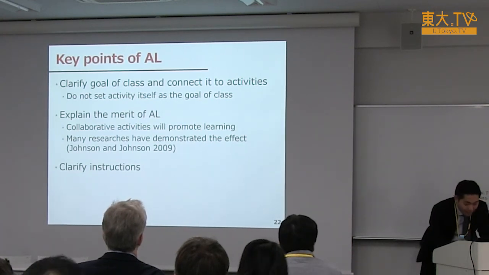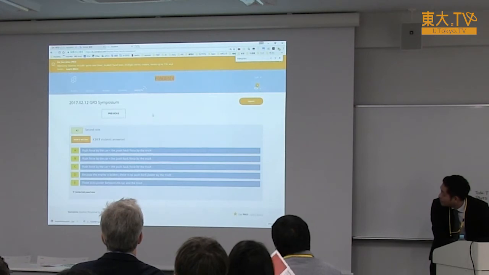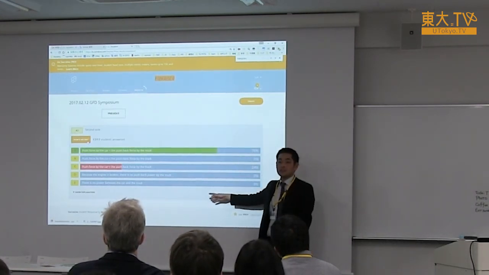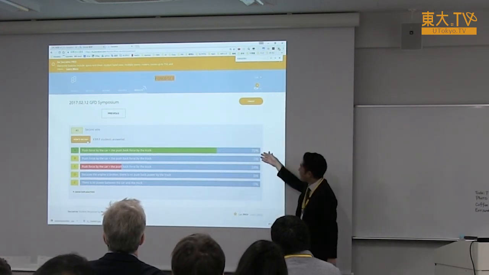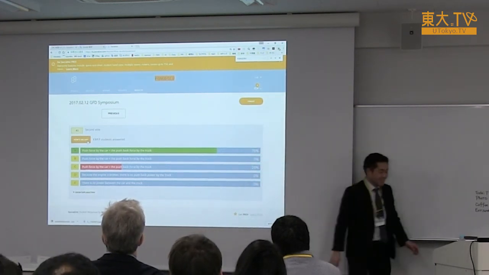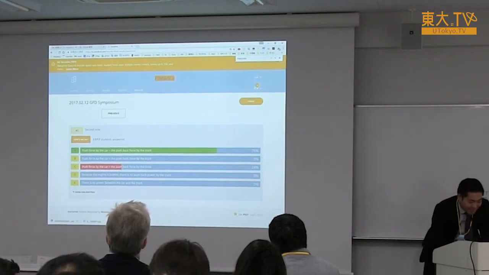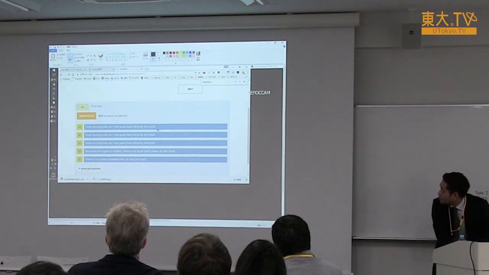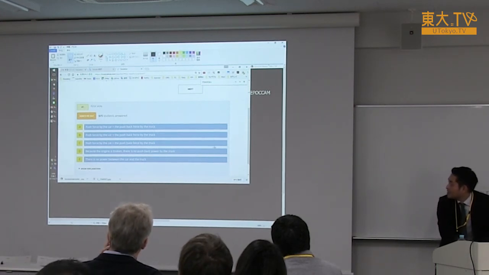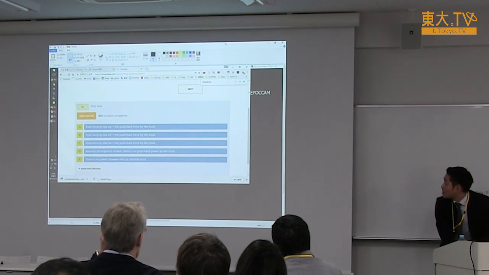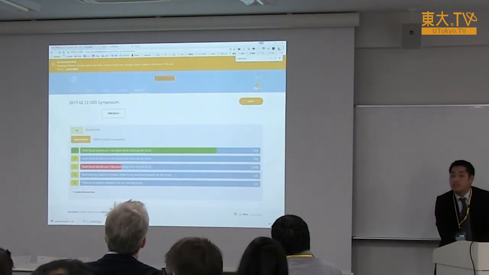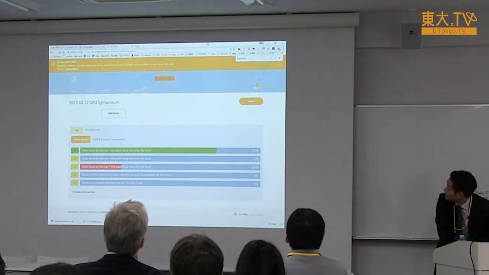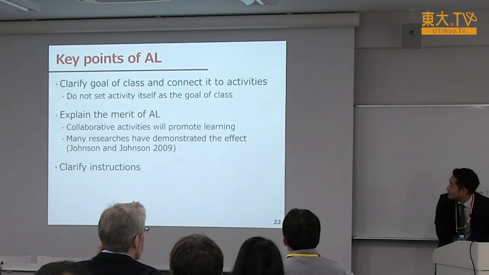And at last, I would like to share this Socrative interface. Now we have 76% correct answers. The first time, it was 40% and 60% for C. So the correct rate increased during the discussion. If you are interested, please use this Socrative service.